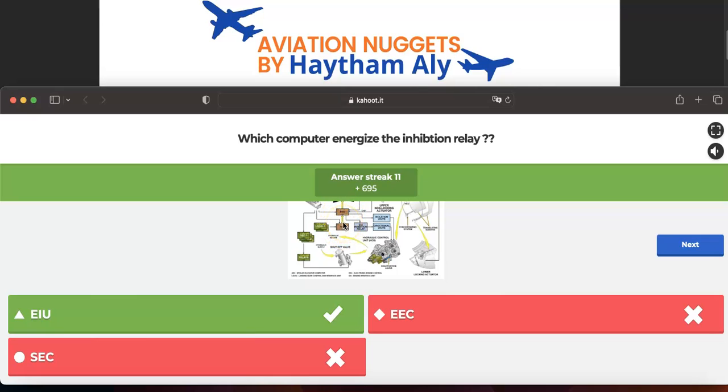Only when the dedicated switch inside the throttle control unit detects a throttle lever angle less than -3.8, it will ask for thrust reverser system operation from the EIU. And only the EIU will close the inhibition relay when it has checked that the aircraft is on the ground from the landing gear control interface unit. Okay, everybody, let's proceed to the next question.